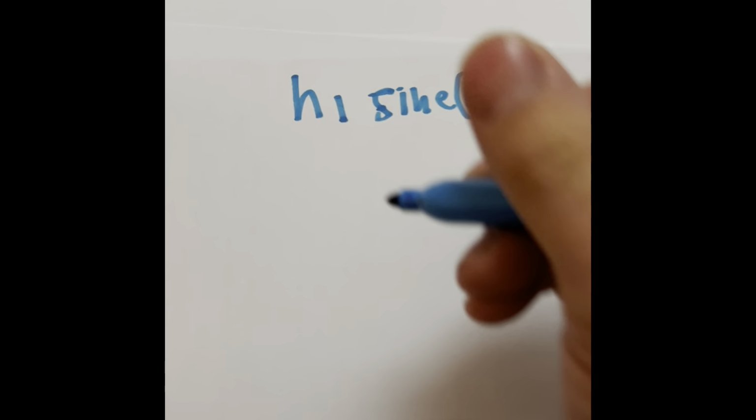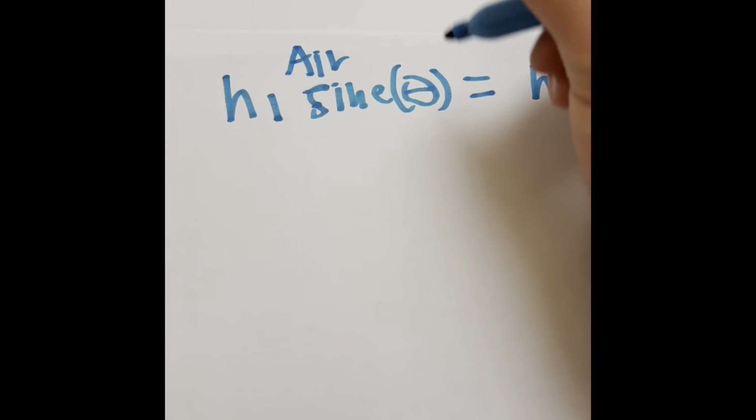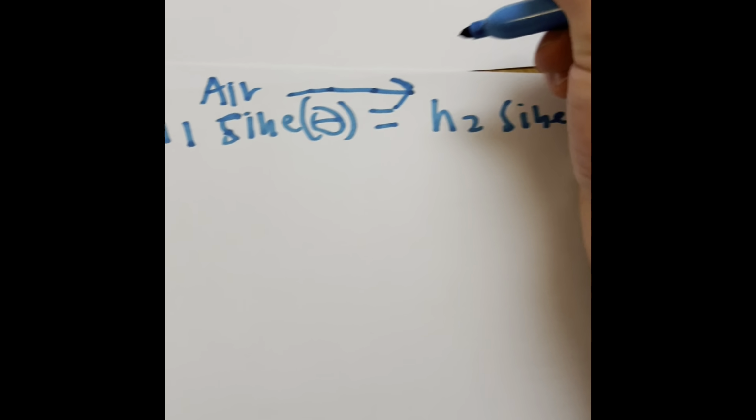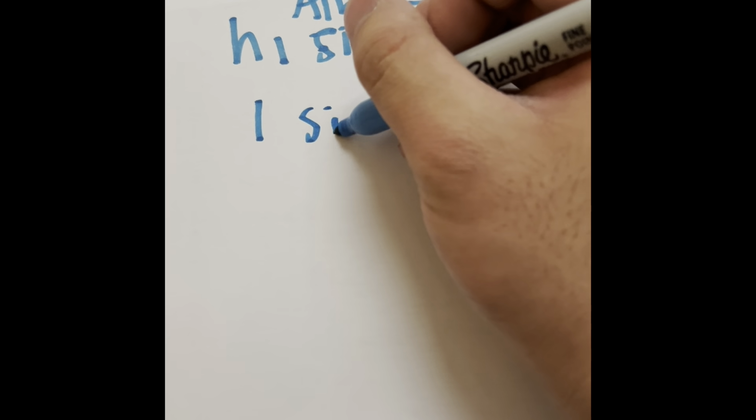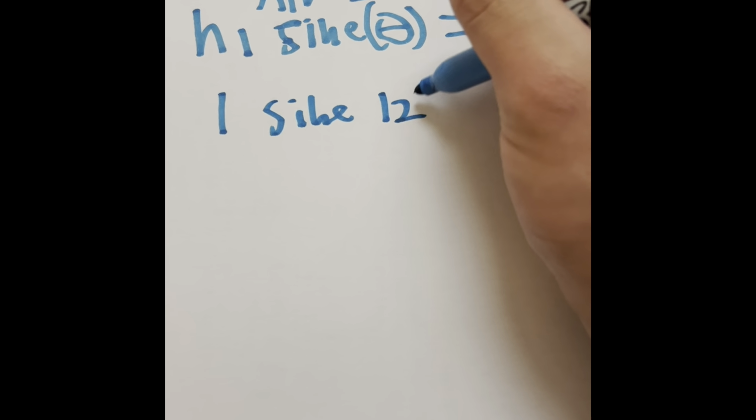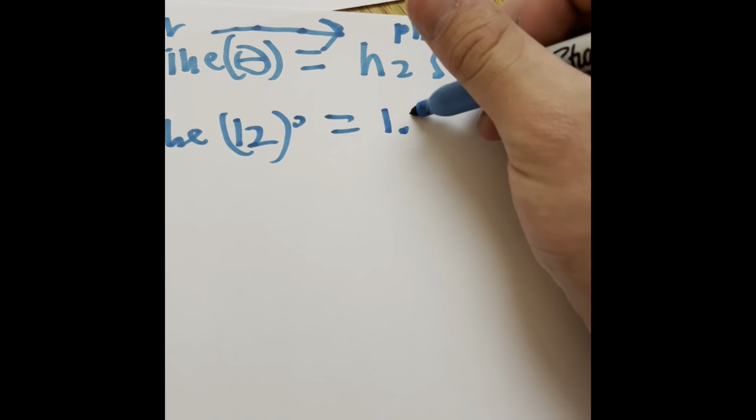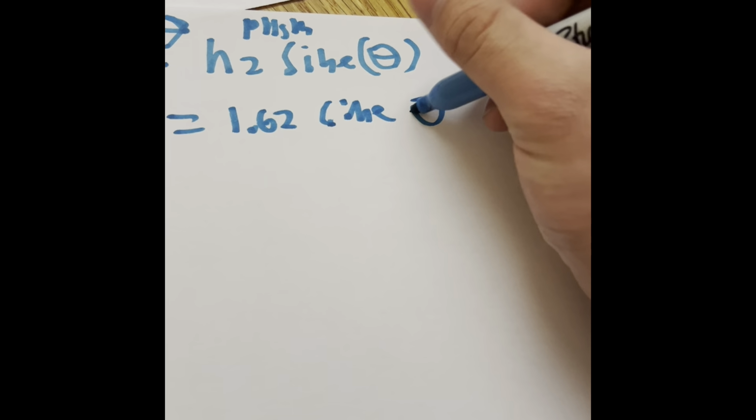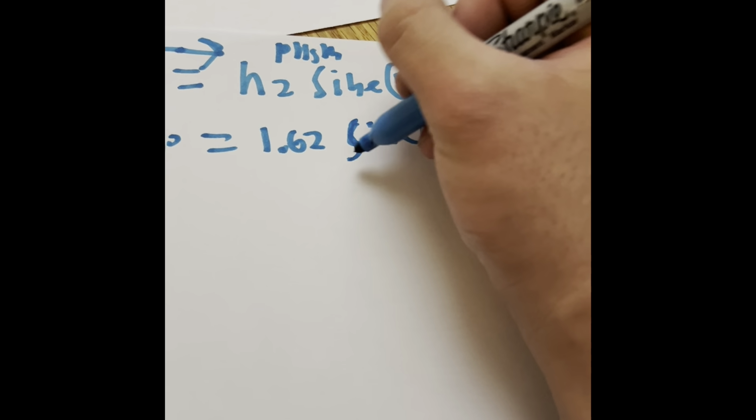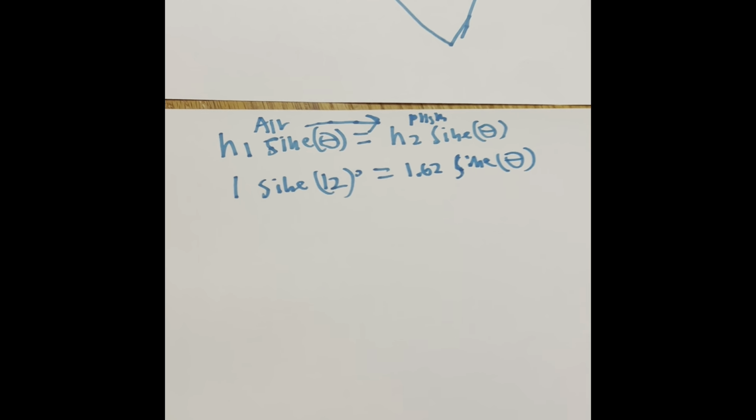So here's the first one. We are going to say air is on the top left, and it's being transferred to the prism right over here. So 1, multiplied by the sine of 12 degrees based on the normal, is going to be equal to 1.62 times the sine of the angle to the normal that we're trying to find. So now we have the problem written all out.